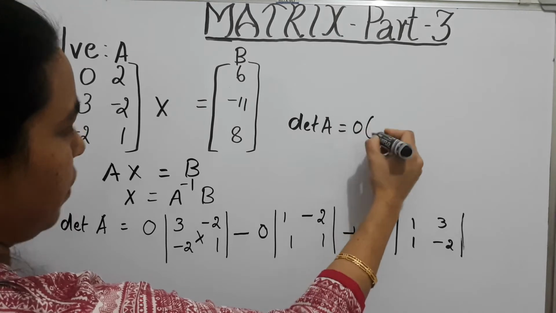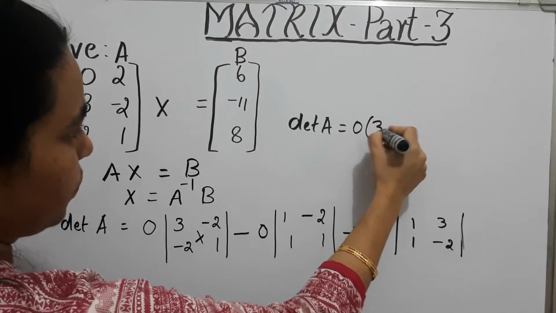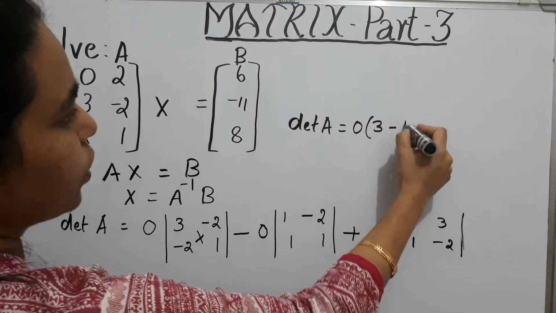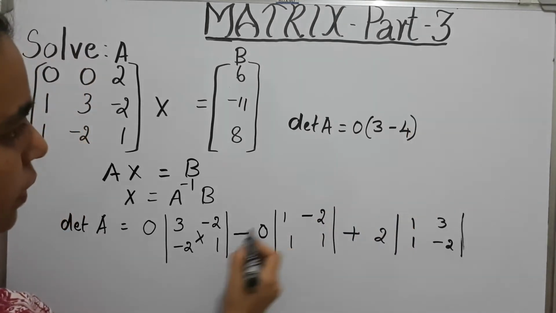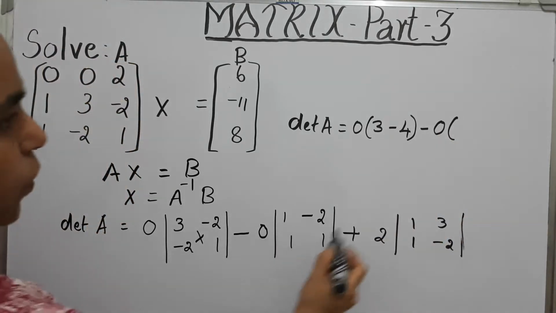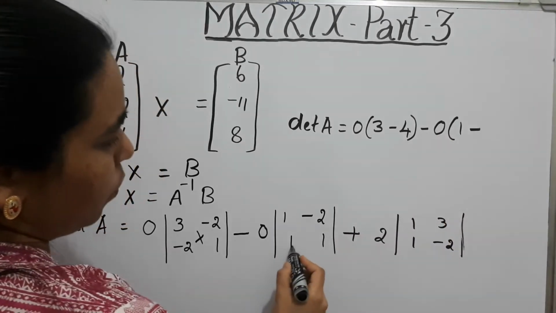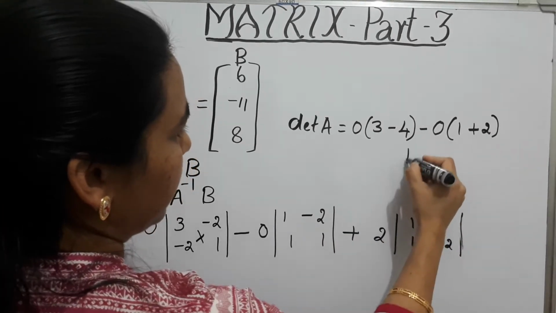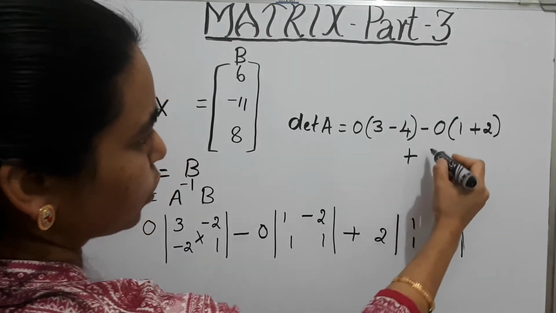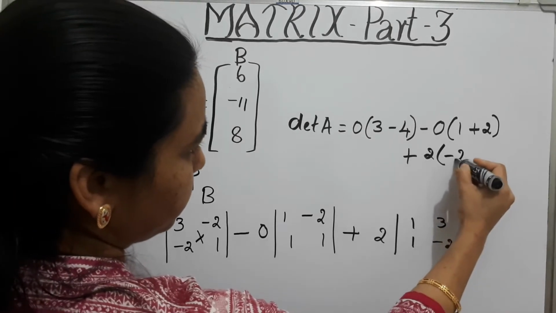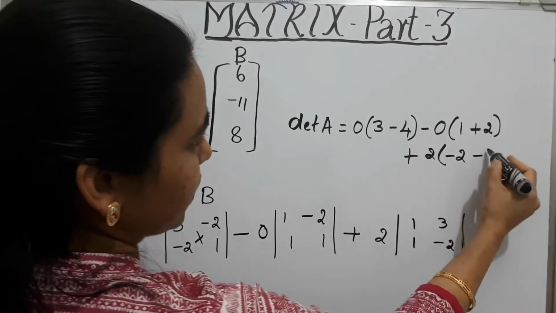So 0 times, 1 times 3 is 3, minus, and then you multiply these two: 2 times 2 is 4, and both of them are negative, so it is plus 4, and you write 4 in here. Then the next one is minus, and again 0, open bracket, 1 times 1 is 1, minus 1 times minus 2 is minus 2, so this becomes plus 2. And then plus, what is the next one? 2 times 1 times minus 2 is minus 2, minus 1 times 3 is 3.